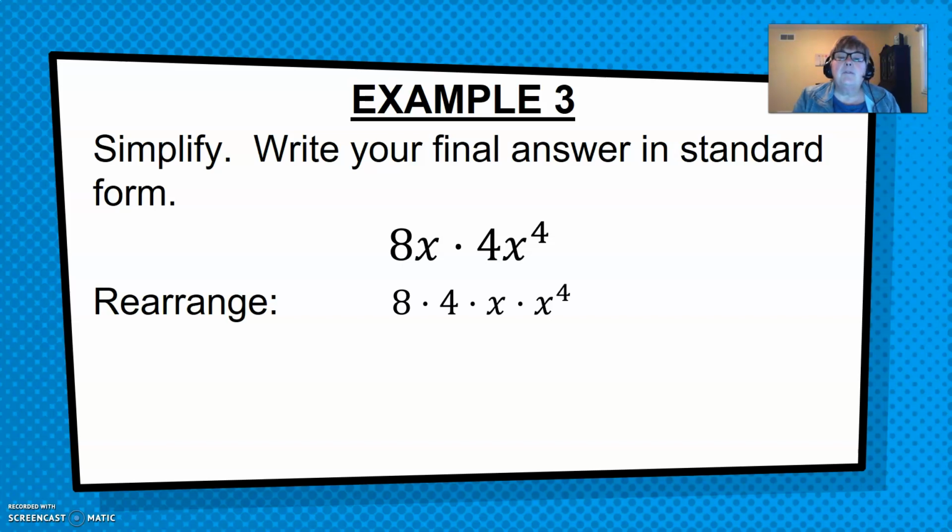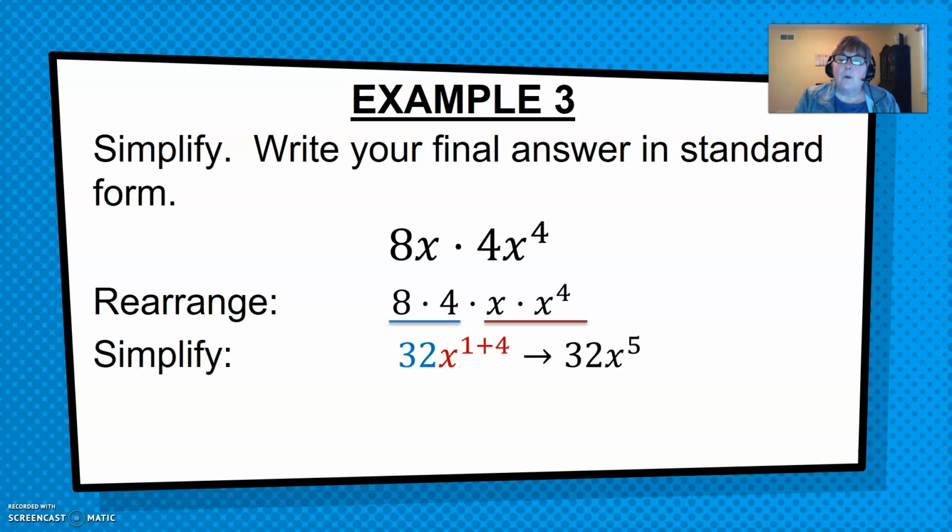I'm going to simplify now. 8 times 4 is 32. And x times x to the fourth is x to the 1 plus 4, which is x to the fifth. So I get 32x to the fifth.